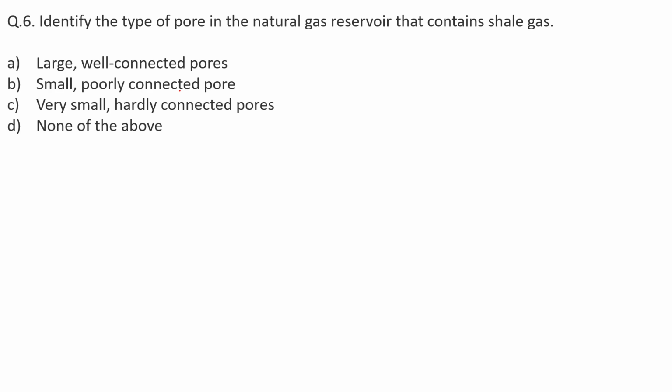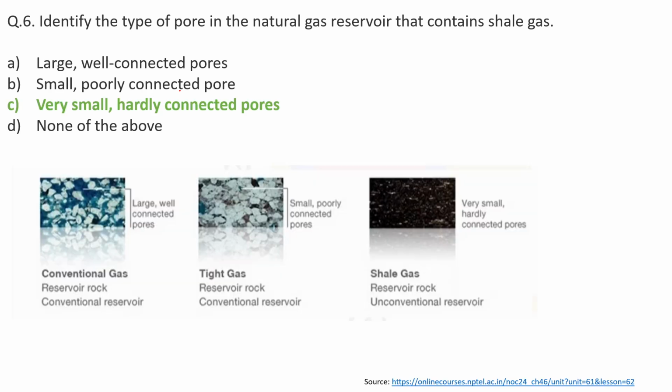Next question, question number 6, is to identify the type of pore in the natural gas reservoir that contains shale gas. Options are A, large, well-connected pores. Option B, small, poorly connected pores. Option C, very small, hardly connected pores. And option D, none of the above.